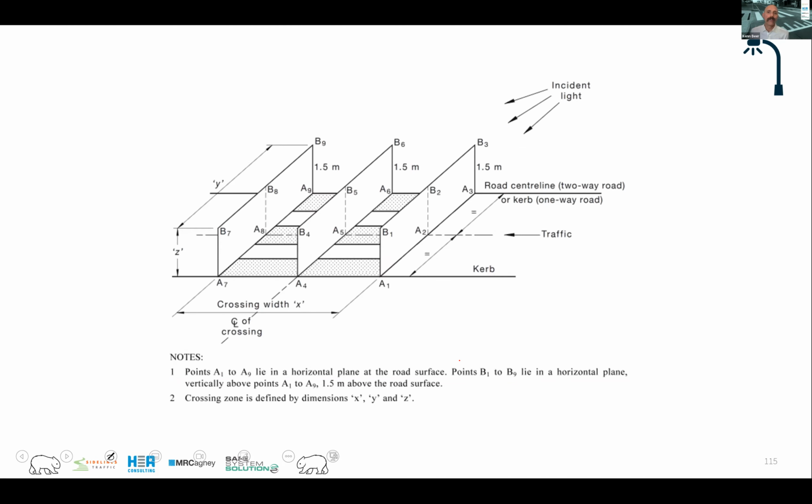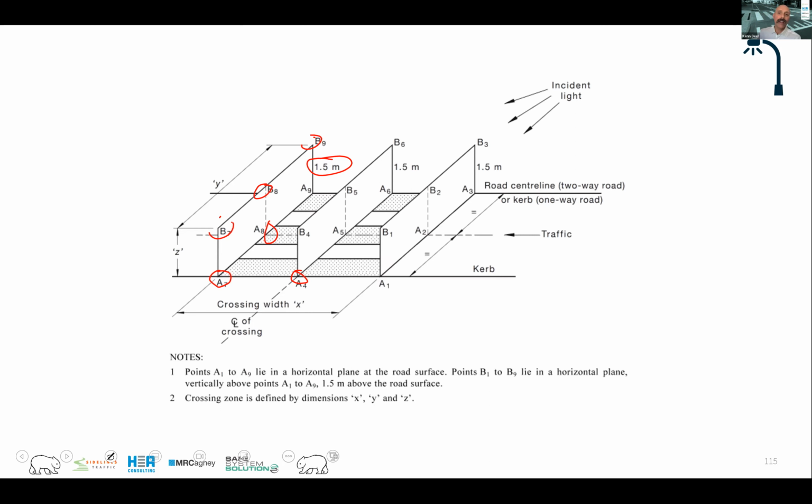In terms of the vertical and horizontal plane of lighting, what we're thinking about is not just the lux on the ground at these points, but we're thinking about also up at a 1.5 for the lighting. And so you can see there's quite a few points where you would do your lighting check if you were doing a full lighting assessment of a crossing under this approach.